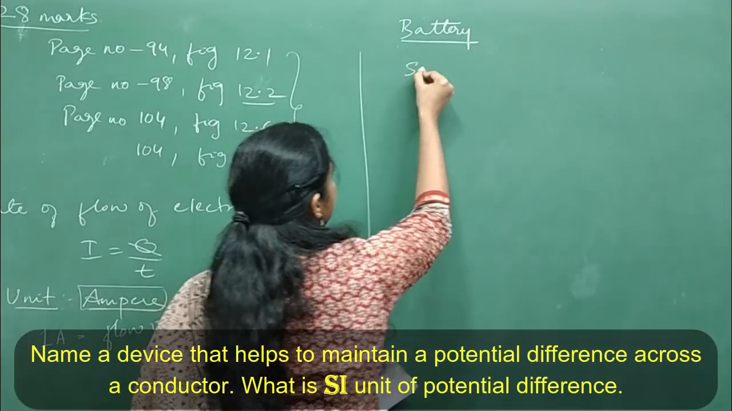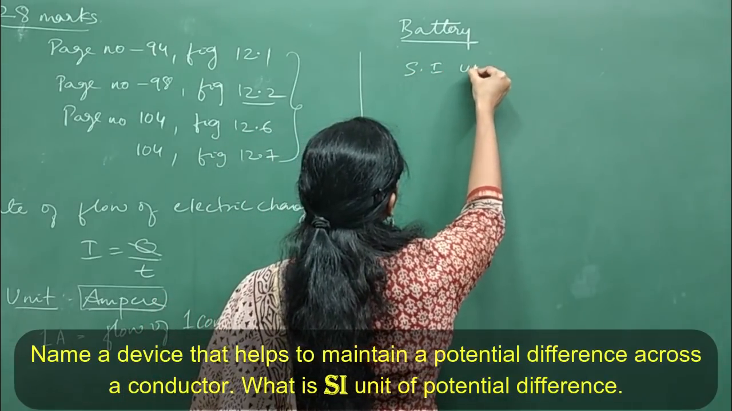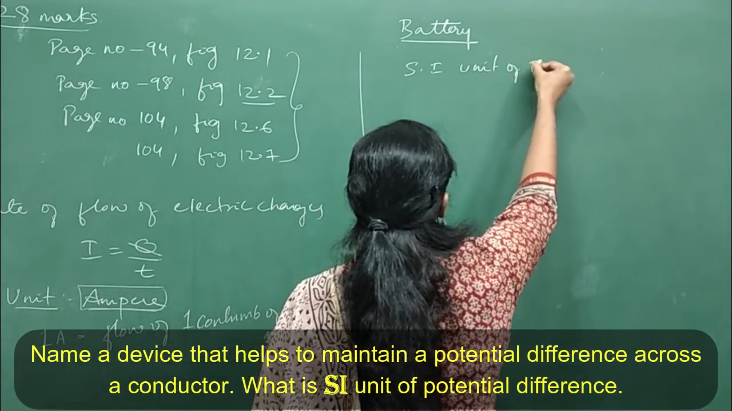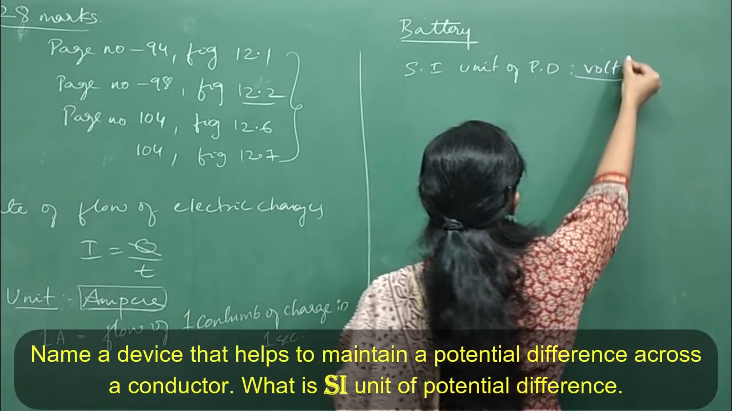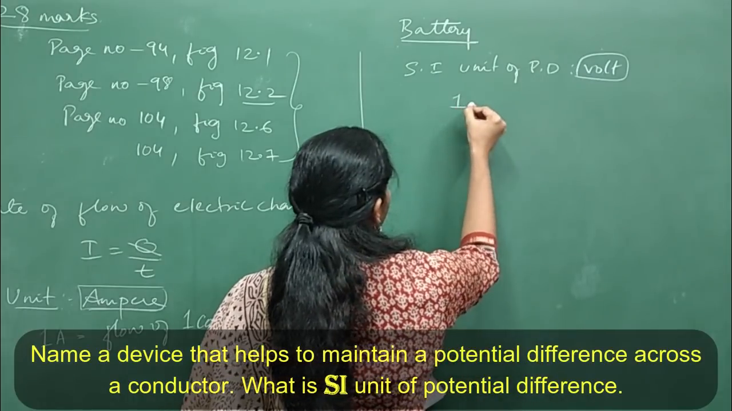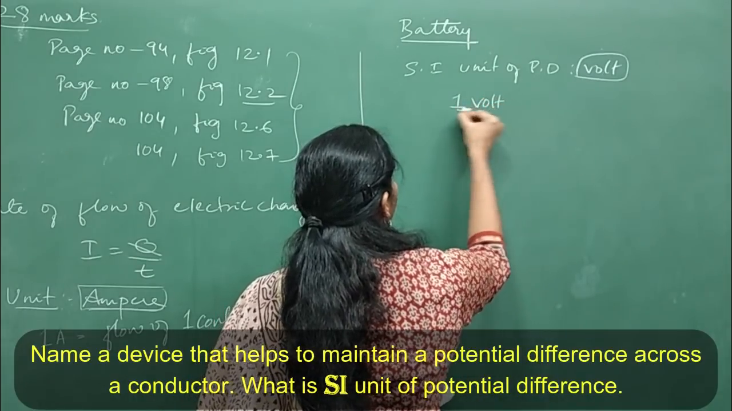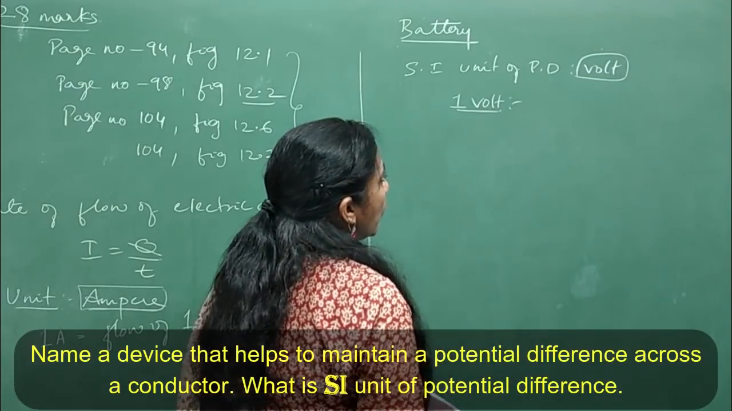And what is the SI unit of potential difference? The SI unit of potential difference is volt, isn't it? And here one more definition I would like to mention, that is the definition of 1 volt.